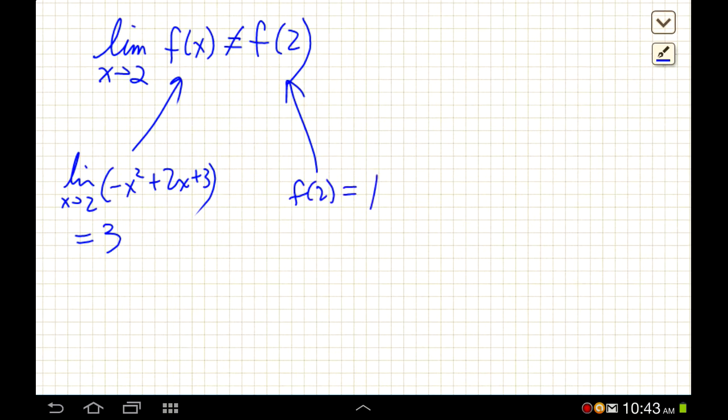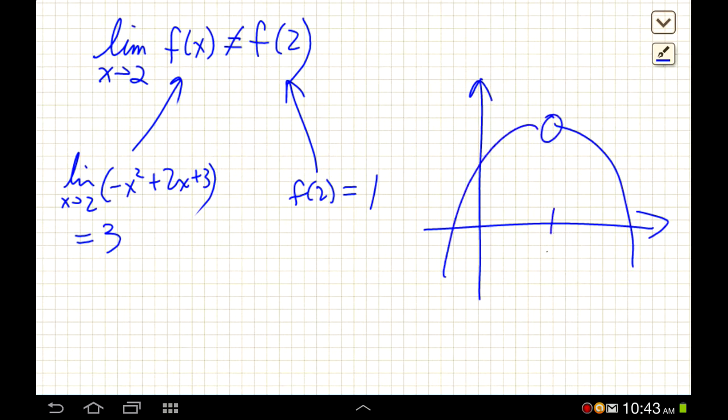So why can't the limit be equal to the evaluation? Well, again, it's because of a gap in our function. Remember there's a gap at 2. Another way of saying the gap is when I draw this parabola, I have to lift up my pencil and skip over this point here and then continue onward. So there's a gap.